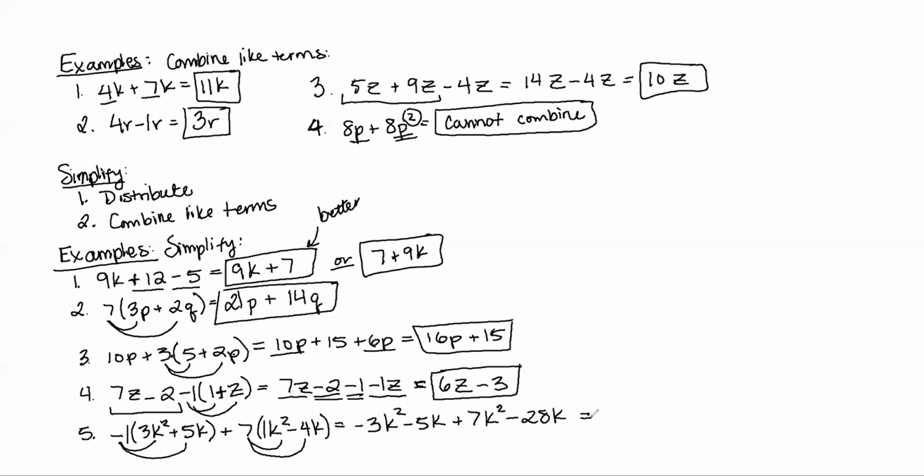And now finally, we can combine like terms. So again, see if you can pause and combine these like terms here. We go ahead and combine our k squareds first. Negative 3 plus 7, opposite signs, so we subtract, and it's a positive 4k squared. And then we have a negative 5k and a negative 28k. They're both negative, so negative 5 and negative 28 give us negative 33k.